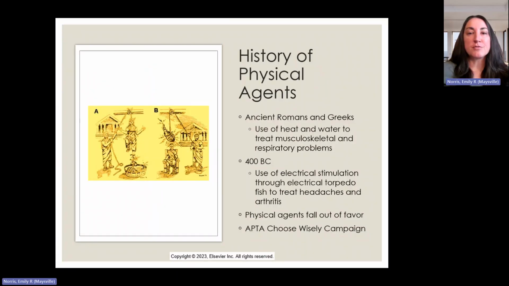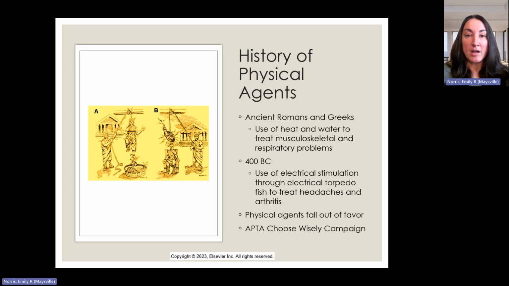You can read, but the history of physical agents, we covered a little bit of it. Essentially, in the ancient Roman and Greek culture, they used heat, they used water to treat musculoskeletal and respiratory problems. They also used some electrical stimulation, but through an electrical torpedo fish that they used to treat different types of arthritis, and even headaches were treated by some modalities.